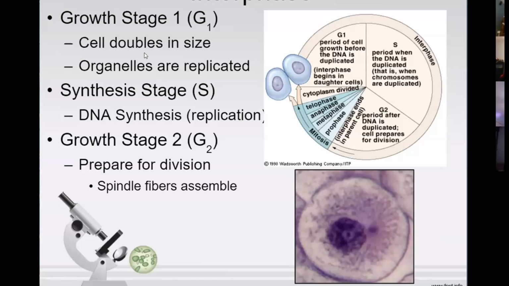The second growth phase is more of a preparation phase. The cell isn't necessarily getting bigger. It's just making materials needed for division. So we'll introduce the term spindle fibers. Spindle fibers are needed. They'll move the chromosomes around. You saw those yellow things in the animation, right? They were moving. So the spindle fibers are what do that. Those are going to be made in the G2 phase.